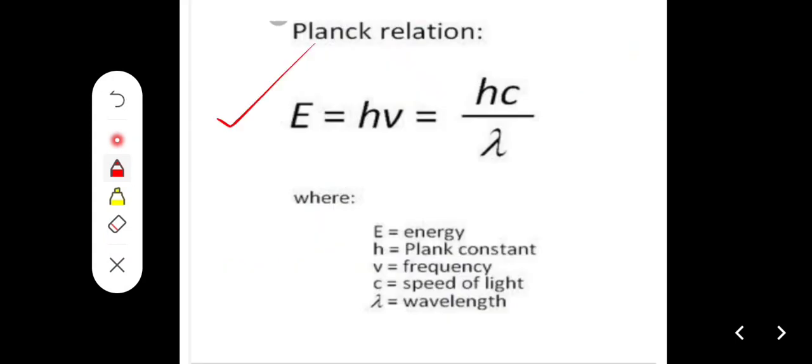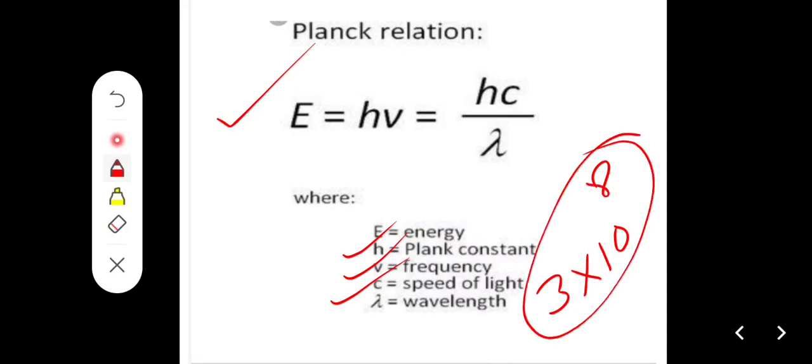There is Planck's relation, E equal to h nu equal to hc by lambda. E is the energy, h is Planck's constant, nu is the frequency, and c is the speed of light, which is 3 into 10 to the power 8, I think in centimeter per second. Lambda is the wavelength.